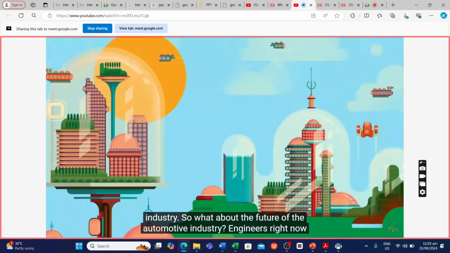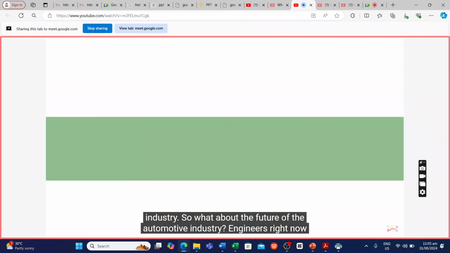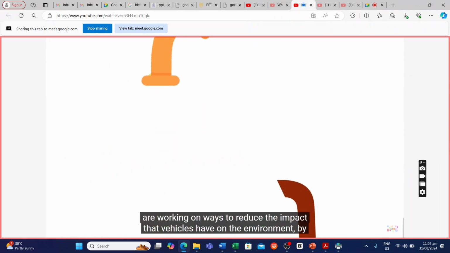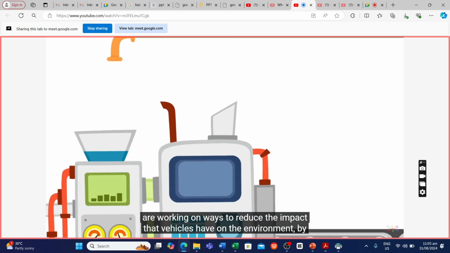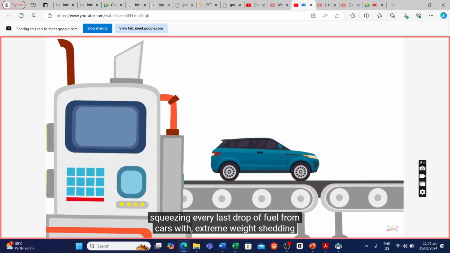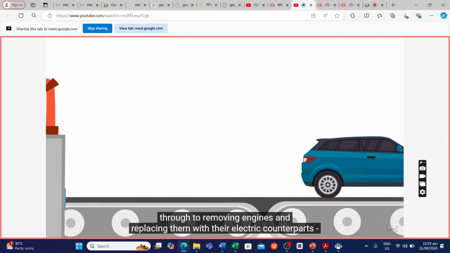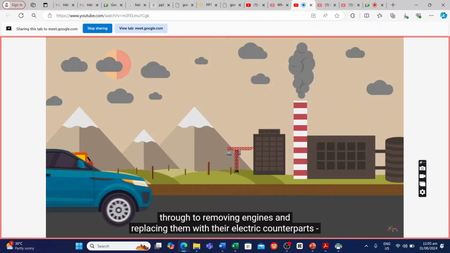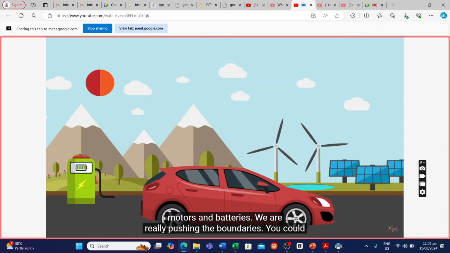Now this is what an engineer does, achieving designs that mark new milestones in the automotive industry. So what about the future of the automotive industry? Engineers right now are working on ways to reduce the impact that vehicles have on the environment, by squeezing every last drop of fuel from cars with extreme weight shedding, through to removing engines and replacing them with their electric counterparts, motors and batteries.